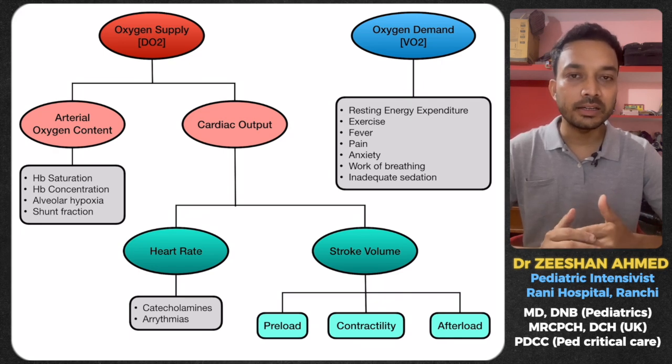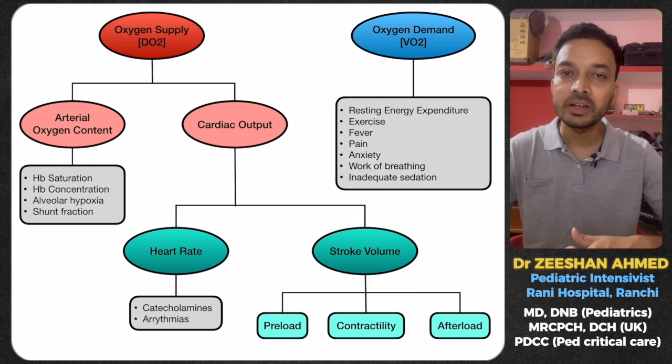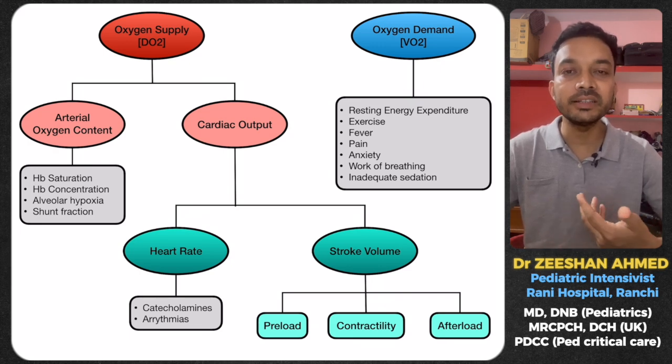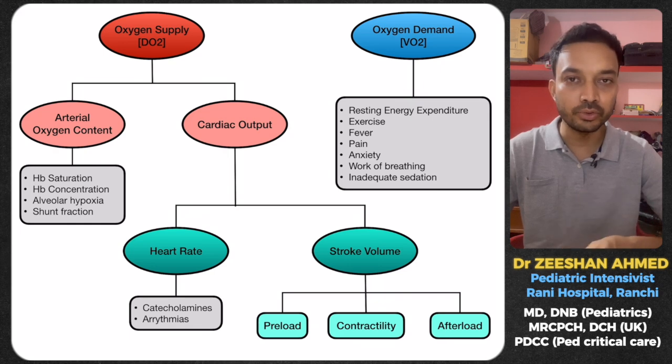And the others are exercise, fever, pain and anxiety, increased work of breathing due to any lung condition, and inadequate sedation while the patient is being, for example, mechanically ventilated. It will all lead to an increase in the demand of oxygen, or increase in VO2, and it will aggravate cardiogenic shock or acute heart failure.